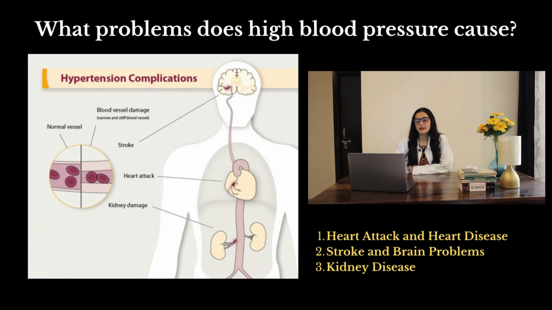Then comes the second, and that is stroke and brain problems. High blood pressure can cause the arteries that supply blood and oxygen to the brain to burst or be blocked, causing a stroke. Brain cells die during a stroke because they do not get enough oxygen. Stroke can cause serious disabilities in speech, movement and other basic activities. A stroke can also kill you. Having high blood pressure, especially in midlife, is linked to poorer cognitive function and dementia later in life. Next is kidney disease.